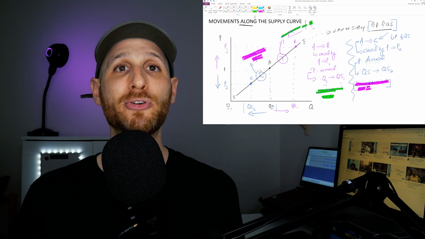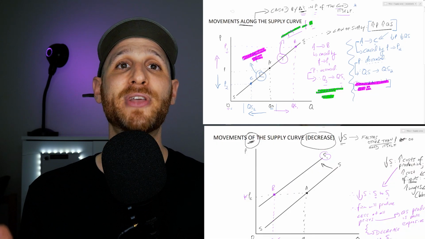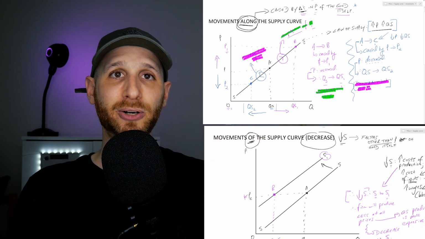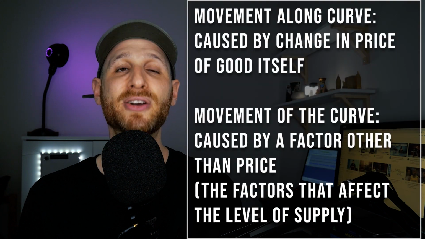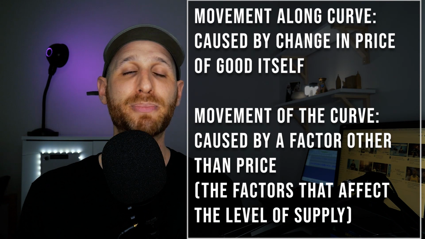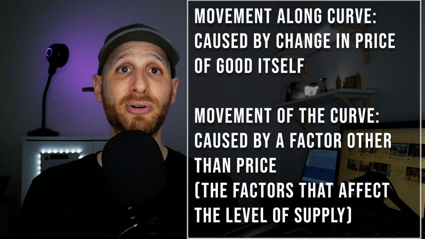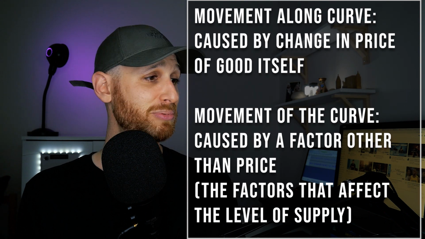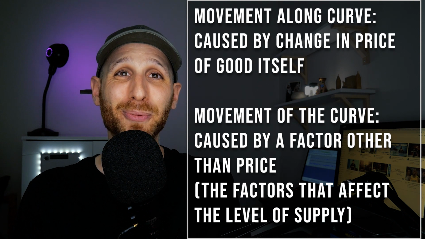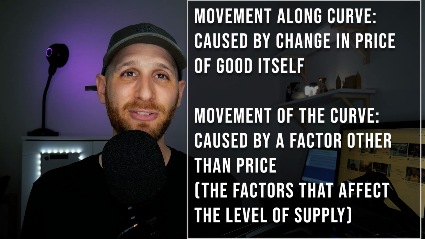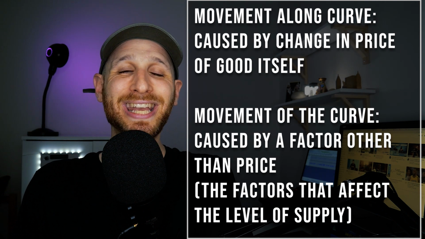So in this video, we've had a look at the difference between a movement along the supply curve versus a movement of the supply curve itself. Now, the thing we have to be crystal clear about is that a movement along the supply curve is caused by changes in the price of the good itself. But a movement of the supply curve, whether it goes to the left or the right, is caused by a factor other than price. Some of those factors affect the level of supply in an economy.